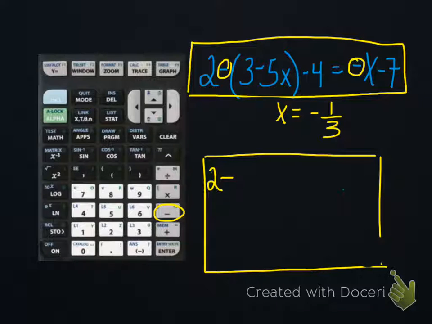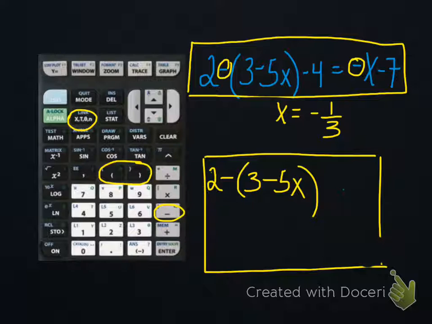2 minus parentheses. Type a 3. Would you say 3 negative 5x or 3 minus 5x? Of course, you would say 3 minus again. 5x, remember your x is up here, the X,T,theta,n key. Close your parentheses. You remember your parentheses keys are right there. And now would you say minus 4 or negative 4? Let's reread it. 2 minus parentheses 3 minus 5x, close parentheses, minus 4. We actually never said negative.